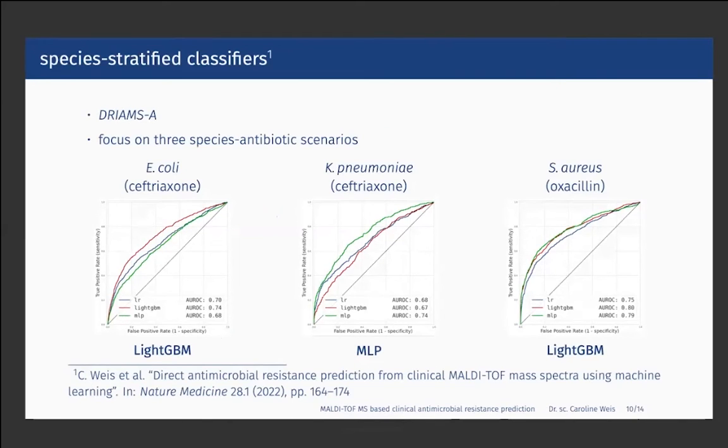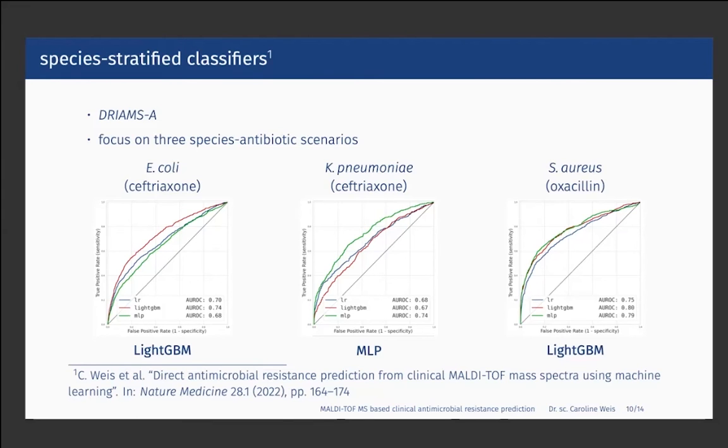So the species antibiotic pairs are ceftriaxone resistance in E. coli and in Klebsiella pneumoniae, and oxacillin resistance in Staph aureus. These species were selected on clinical relevance, and the antibiotics by how important they are to combat infections involving the species. We applied 3 models: logistic regression, LightGBM, and MLP. You can see the best performing curves are the LightGBM and MLP ones. We reached decent performances, for example, with an ROC of 0.8 for oxacillin prediction in Staph aureus.